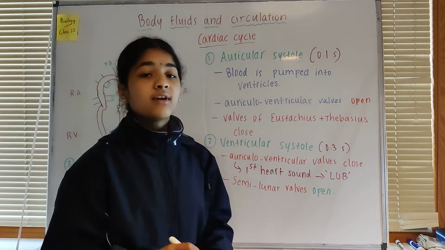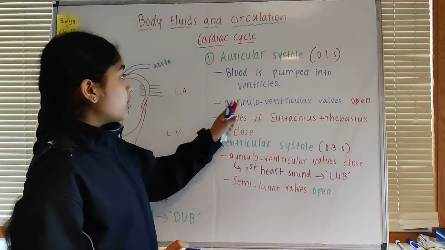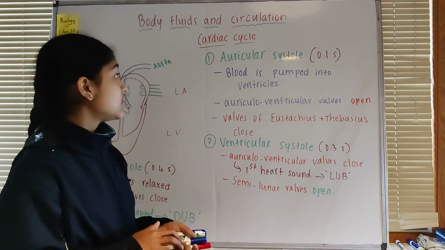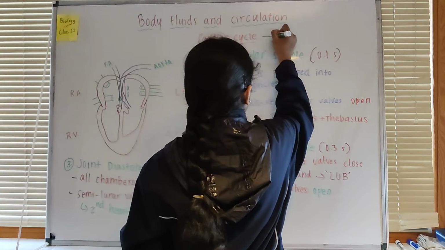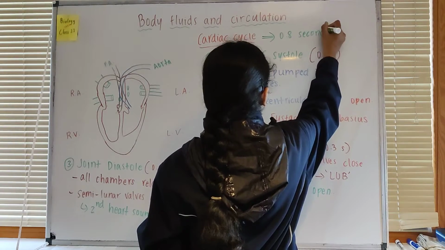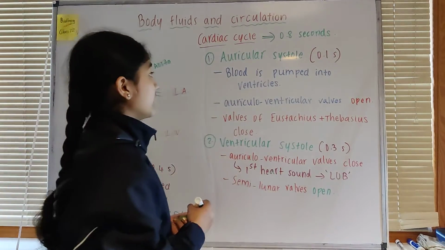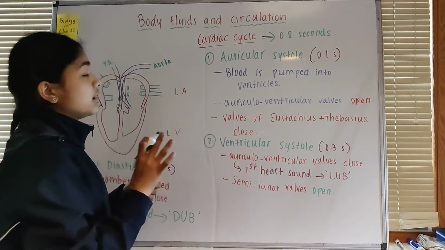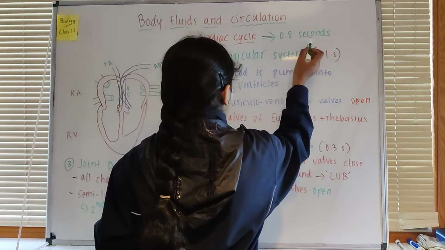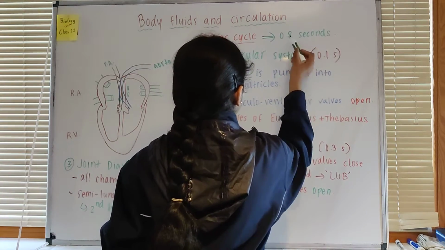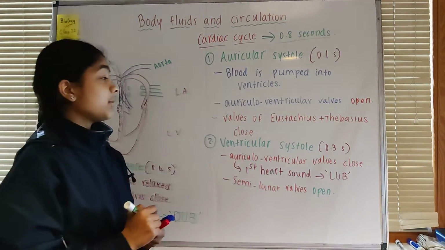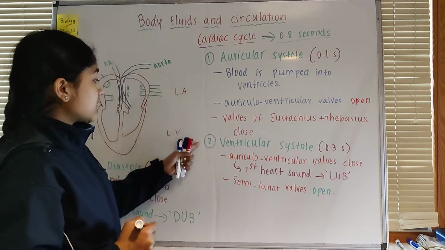relaxed. So if you add up all these numbers, 0.1 plus 0.3 plus 0.4, we get 0.8, and the cardiac cycle takes place in just 0.8 seconds. It's less than 1 second. It just takes less than 1 second to complete one cardiac cycle. So the duration of the cardiac cycle is 0.8 seconds. So that is a very small amount of time. In this small amount of time, these many things are happening.